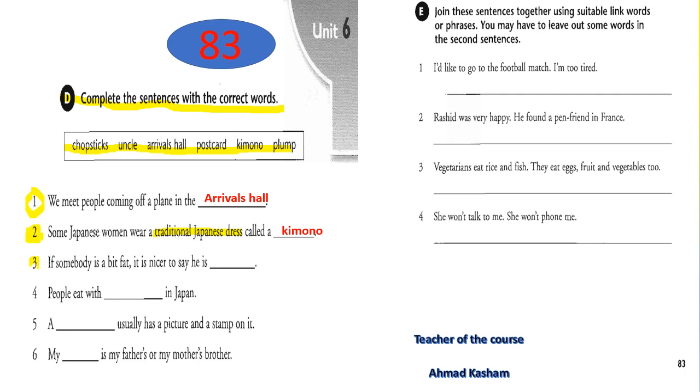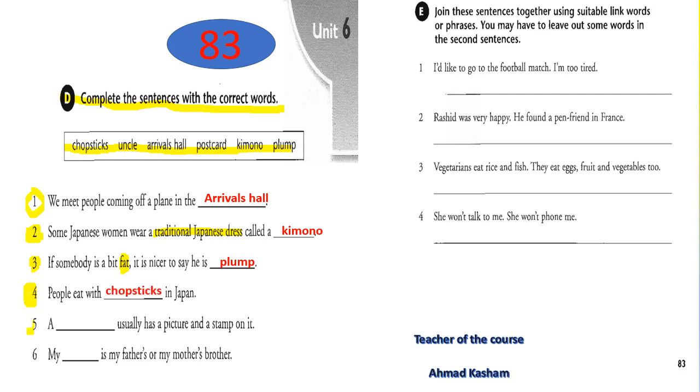Number 3. If somebody is a bit fat, fat is the opposite of thin, it is nicer to say he is... So when you see somebody who is a bit fat, it's nicer to say he is plump. Why? Because it's more suitable and more polite to avoid hurting them. Number 4. People eat with what? In Japan, they eat with chopsticks.